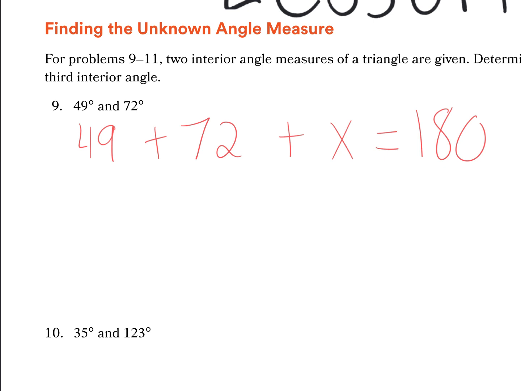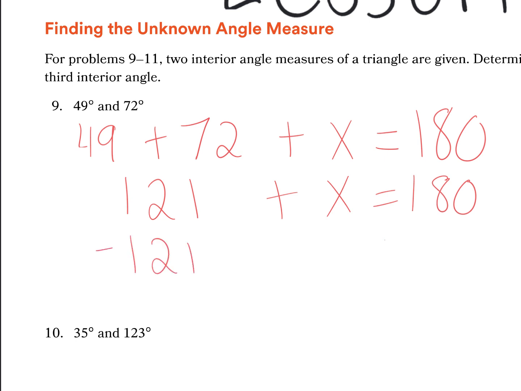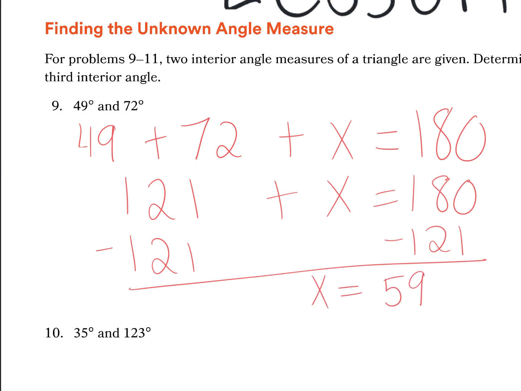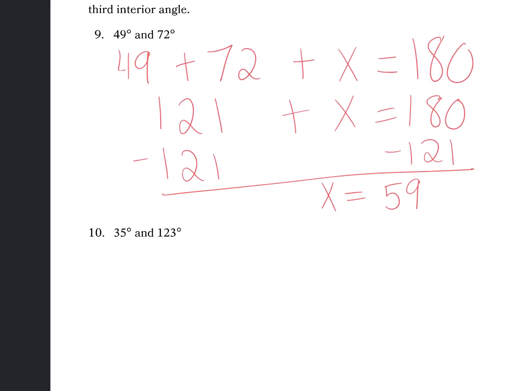So what is 49 plus 72? And then if we take 121 away from 180, I am going to write it different ways to work it out. This one I wrote in an equation form because there will be some that you'll have to kind of do that way. You can also just add them together like on number 10. It's the same process, I just wrote them different ways.